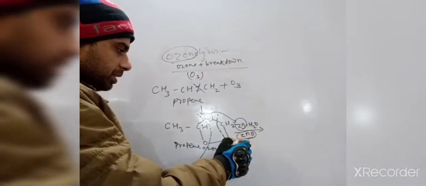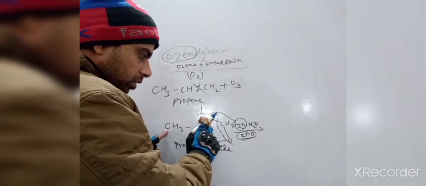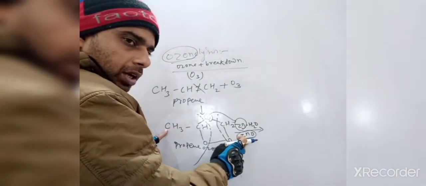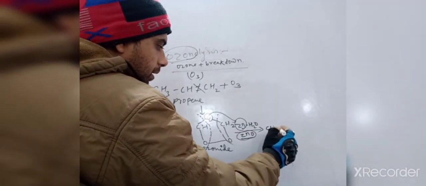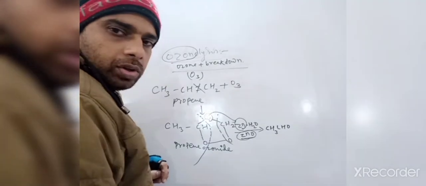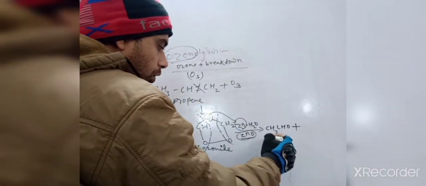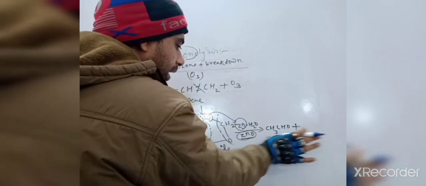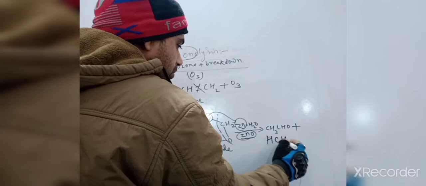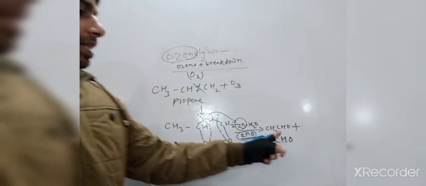So what will be the product? It will give the product like this one, CH3CH. This oxygen I will not count because it has already been lost. So CH3CHO plus CH2O, which can also be written like this, HCHO. So this one is the ozonolysis product.